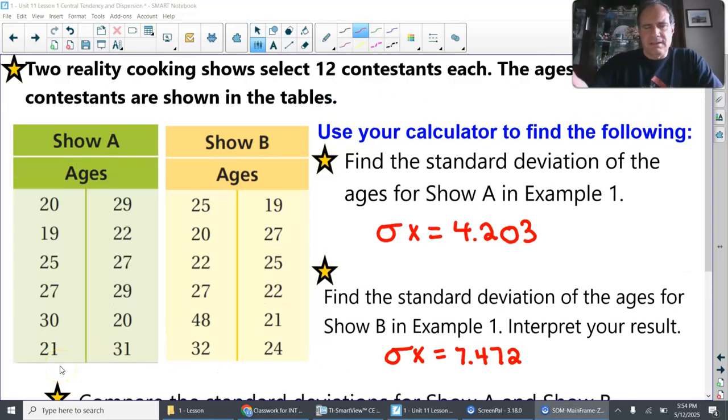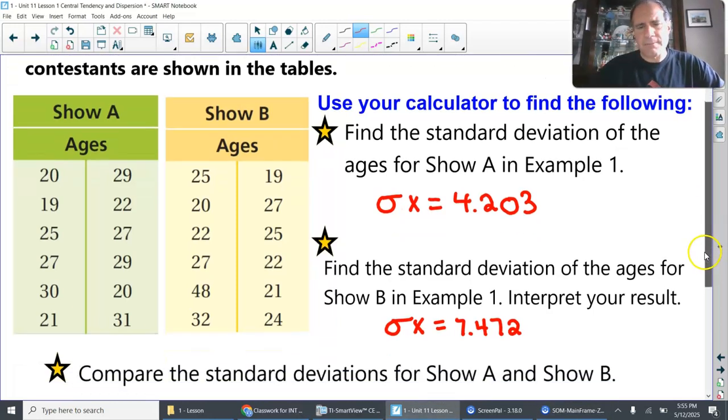So I put these into my calculator and I found that the standard deviation for show A, all of the ages, is 4.203, which isn't terrible. The standard deviation of the ages for show B, in example 1, is 7.472. So that means that the ages in show B are more spread away from the mean.